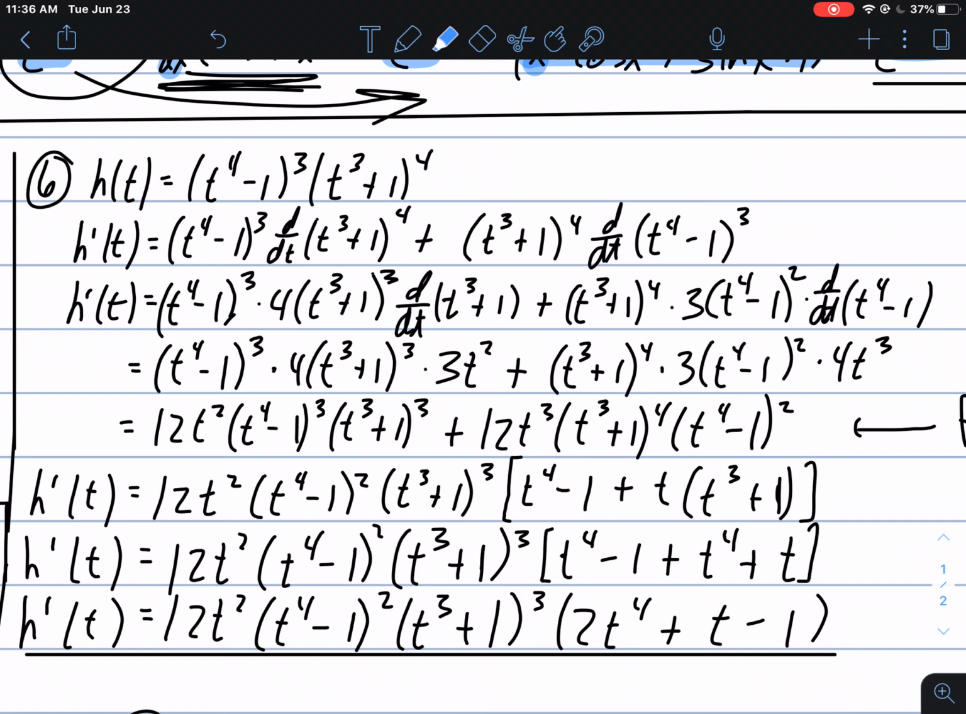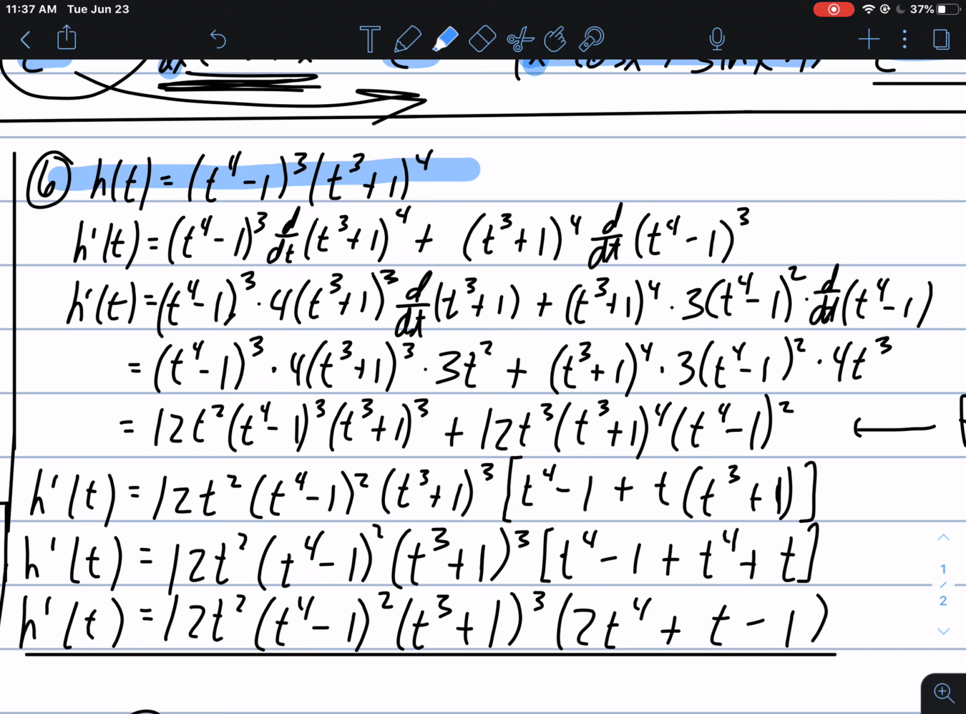Number 6. Ooh, that looks like a bunch of mess right there. This actually is not a difficult problem. It just looks that way because of what's involved. But let's look at the original function. So this is number 6. I've got the function h of t equals t to the 4th minus 1 cubed times t cubed plus 1 to the 4th. Now, here's option number 1 for differentiating this function.